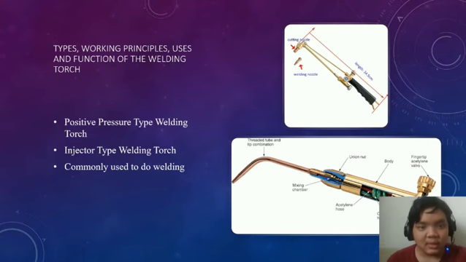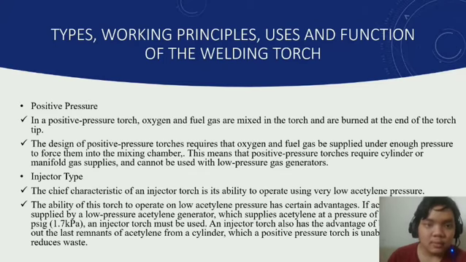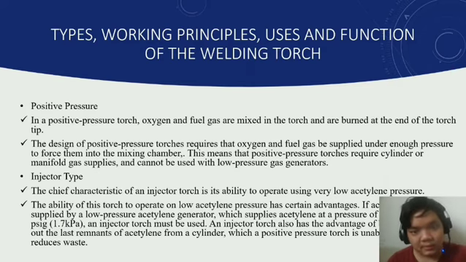Okay, now I will explain the types, working principle, use and function of the welding torches. There are two types: positive pressure type welding torches and injector type welding torches, commonly used to do welding. The first one is positive pressure. In a positive pressure torch, oxygen and fuel gas are mixed in the torch and are burned at the end of the torch tip.